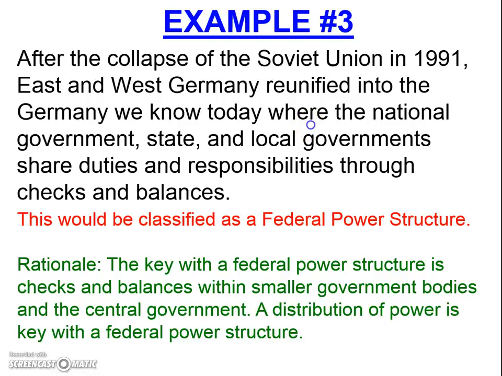And here's the reason why. The key with the federal power structure is checks and balances within smaller government bodies and the central government. A distribution of power is key with the federal power structure. Also, the unique thing about example number 3 is it's the same example as example number 1 with Nazi Germany. It's important to understand that a lot of the times countries go through different periods of power structures. While Germany may have been unitary at one time, they are now a federal power structure. So it's important to understand that not all countries stay the same throughout their history.